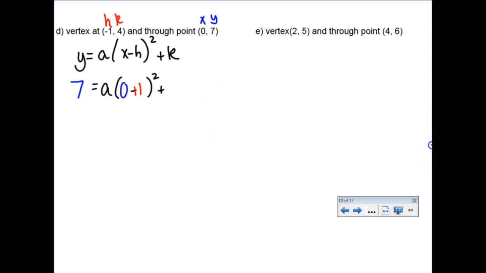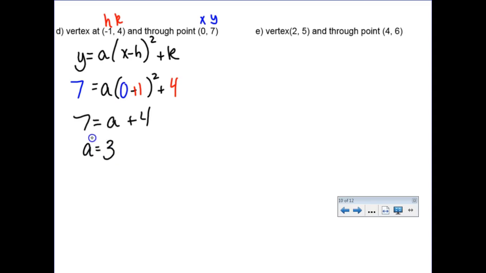All right, so, oh my goodness. It's not going to work. Here we go. Plus 4. So a little bit of simplifying here, guys. 1 squared is still going to be a 1. So this whole term here is kind of boring. It's just 1a or a. So you have 7 equals a plus 4. What is your a value?